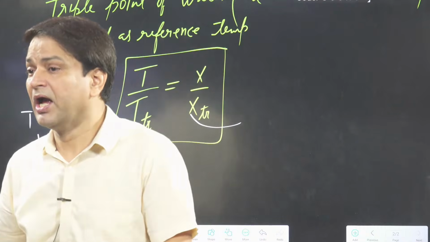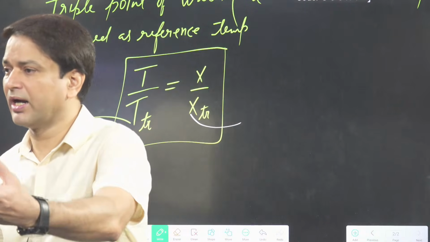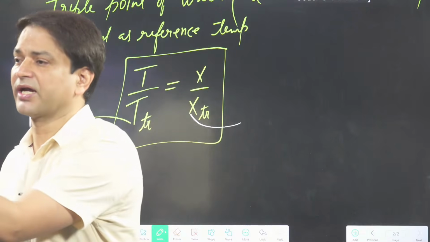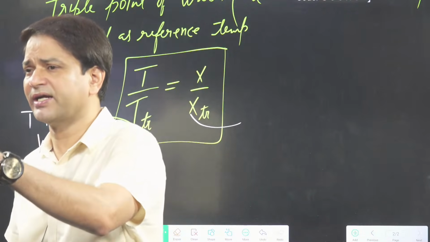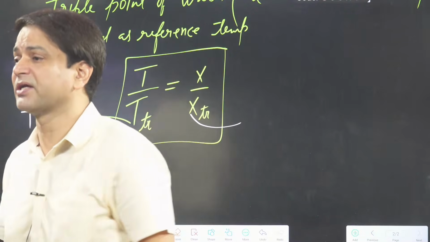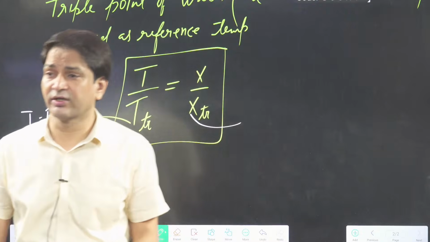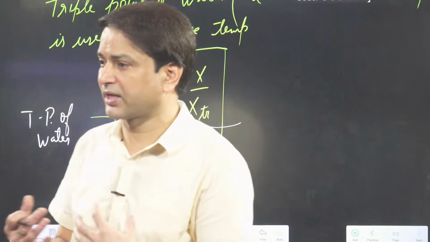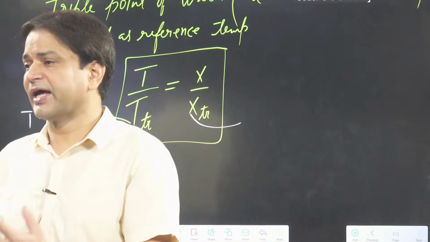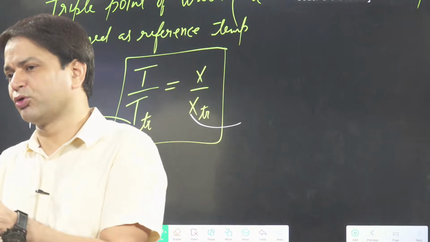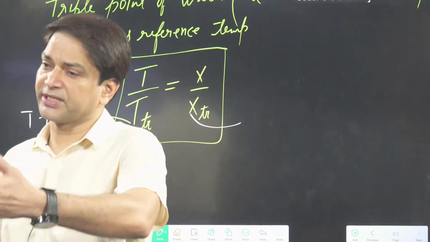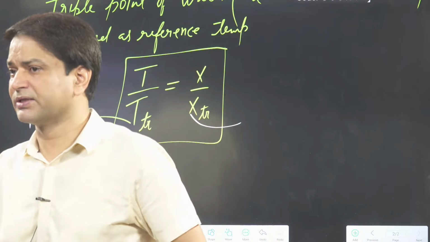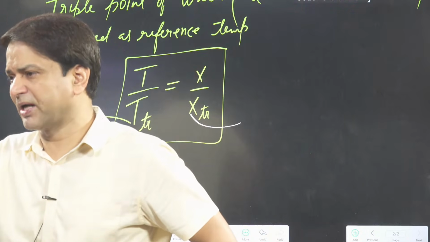Suppose I am saying at constant volume of a gas, then we can say pressure is directly proportional to temperature. So in the place of X, I can take the pressure. In the place of X, I can take the volume according to the problem. If gas pressure is constant, then volume is directly proportional to temperature. If the volume is constant, then pressure is directly proportional to temperature. So X we will take accordingly, pressure or volume.